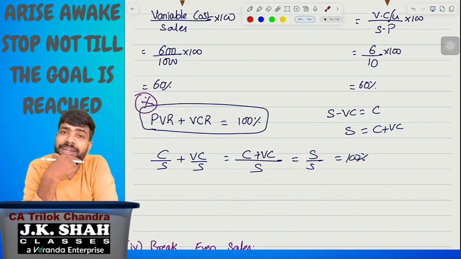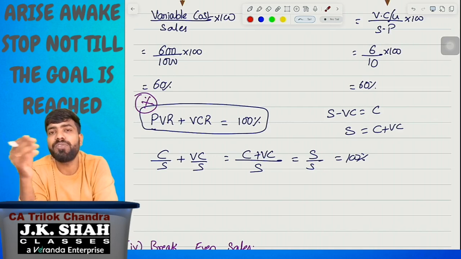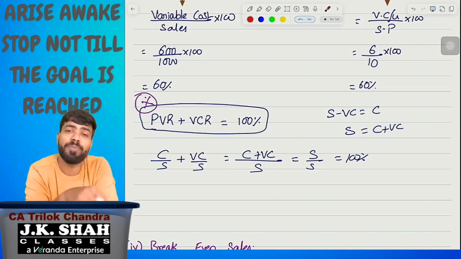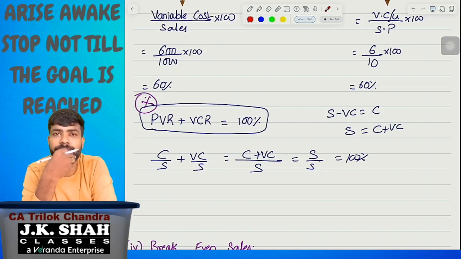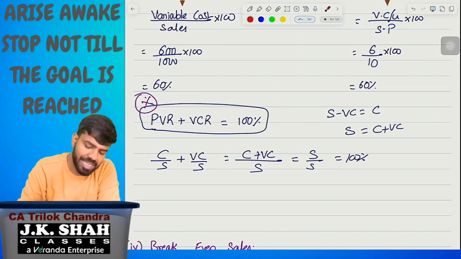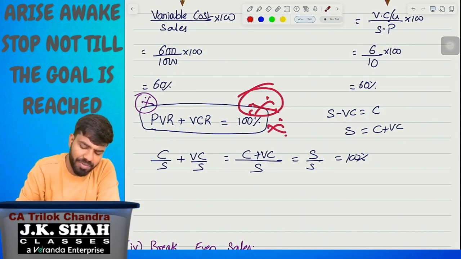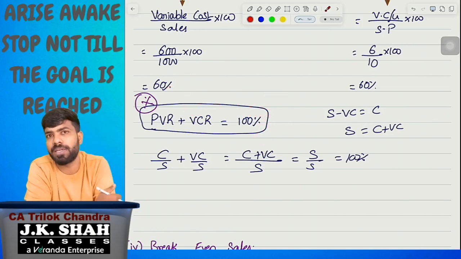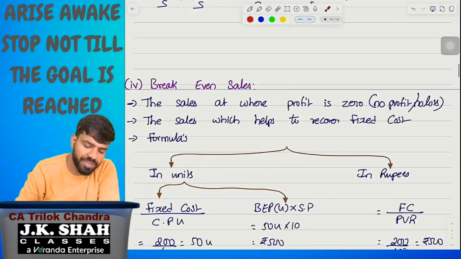Why is it so important? They'll give you the information which supports the VCR, but in the question they'll give you the PVR. PVR 30%, then how much is the VCR? 70%. If PVR is 40%, how much is VCR? 60%. If VCR is 80%, how much is PVR? 20%. Are you understanding? This equation is very important: PVR plus VCR equal to 100%. Clear? Okay, so by this we are done with the VCR.